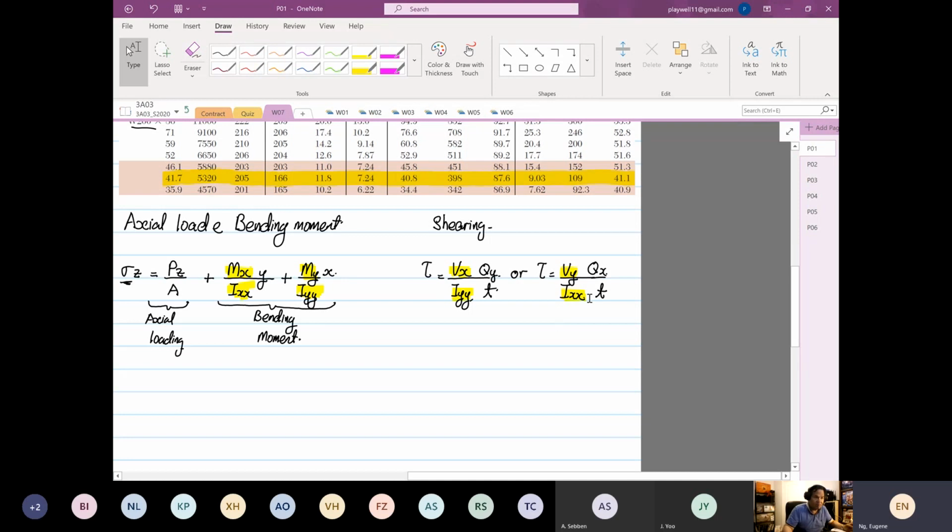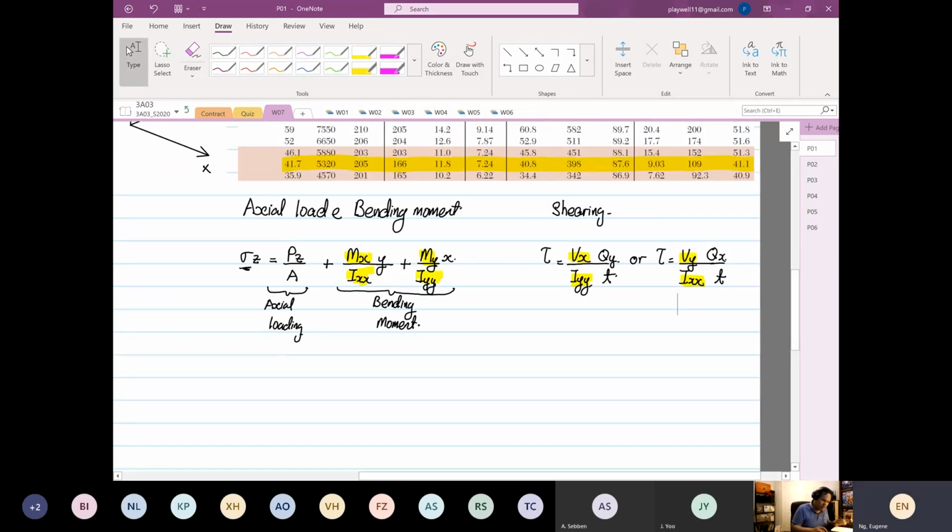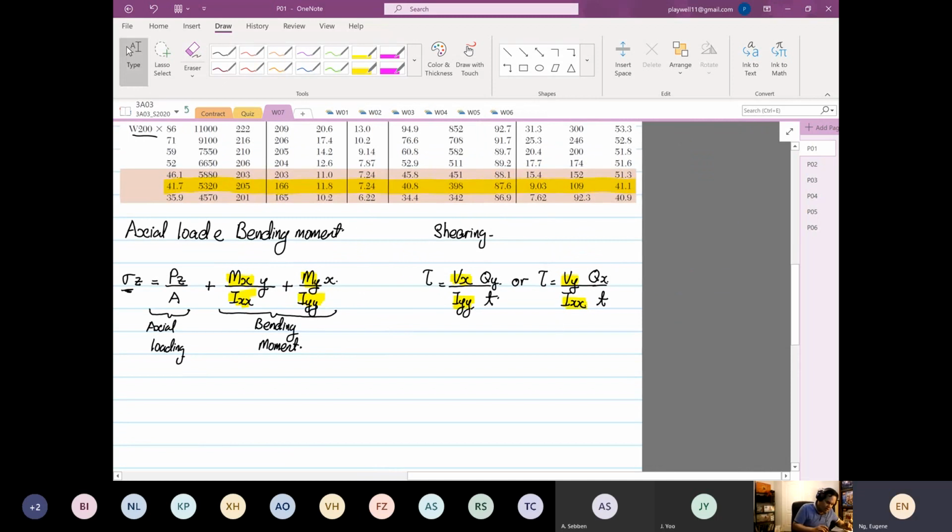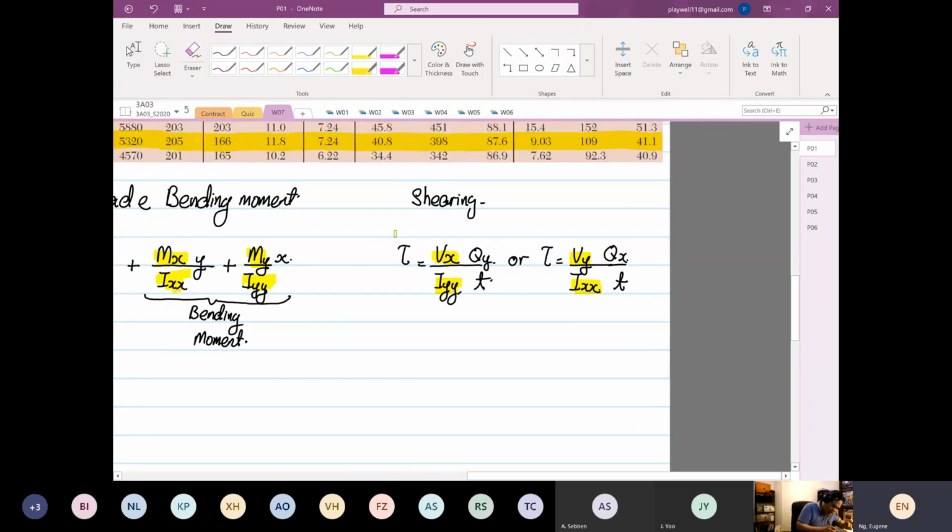So this is the formula. Some of you will ask me, Eugene, is this in the XY or XZ direction? Some of you are curious. Don't worry about that yet. Later on when we go into detail, we will know what we are calculating.